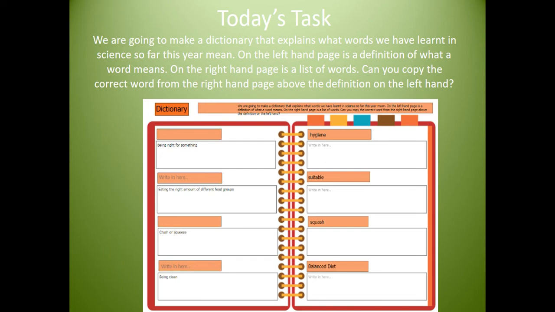So, your task today is on Purple Mash, and we are going to make a dictionary that explains what words we have learnt in science so far this year and what it means. On the left hand of the page is a definition of what the word means, and on the right hand of the page is a list of words. Can you copy the correct word from the right hand page above the definition on the left hand?